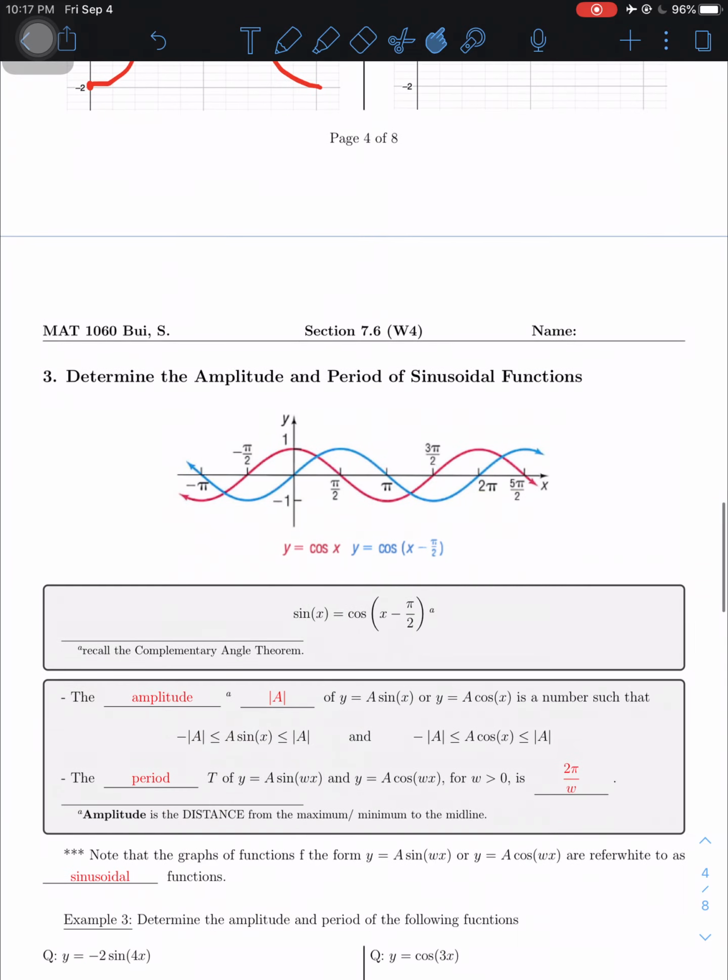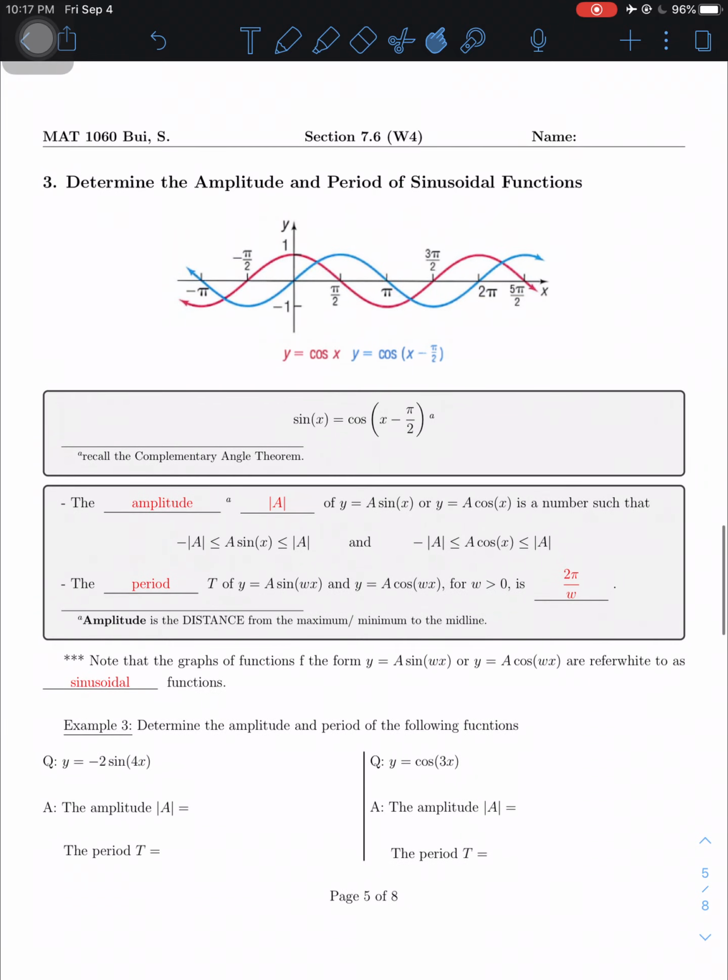And then let's talk about the third objective. Determine the amplitude and period of sinusoidal functions. I know this one is a hard word, but sinusoidal is just a shortcut for sine cosine function. So we decided to call both cosine and sine functions sinusoidal, and that's all.